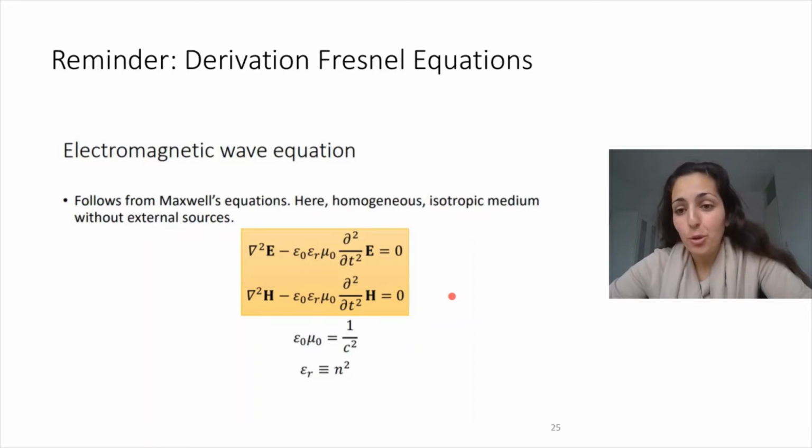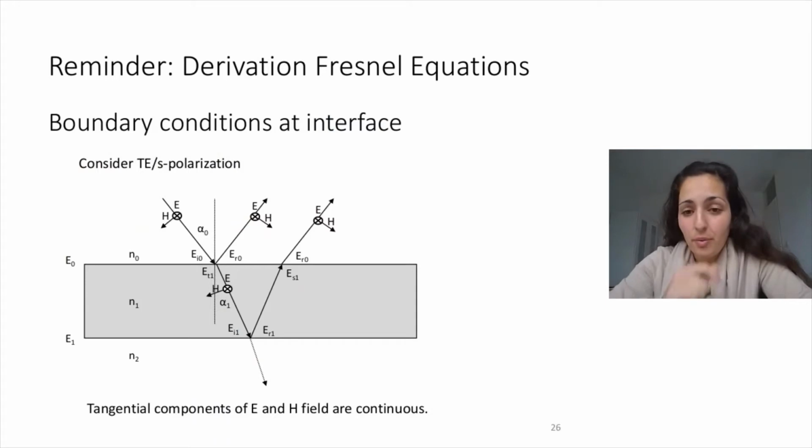So when we assume homogeneous and isotropic media without external sources, we were able to derive these wave equations for the electric field and the magnetic field. And we were able to derive that epsilon 0 times mu 0 corresponds to 1 over the square of the vacuum velocity. We also introduced the refractive index and how it can be expressed by epsilon r. So these were the things that should already be familiar to you.